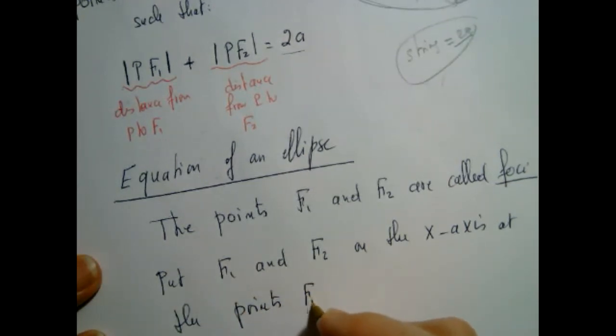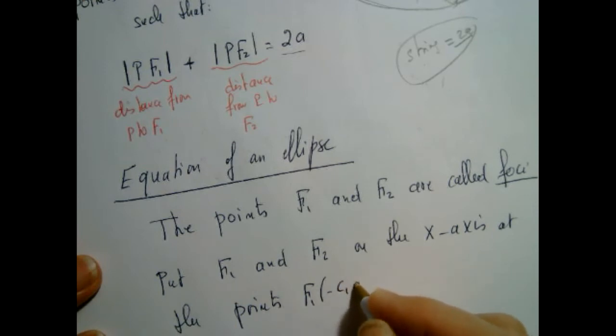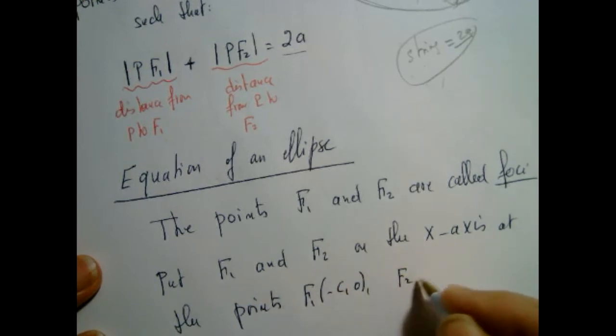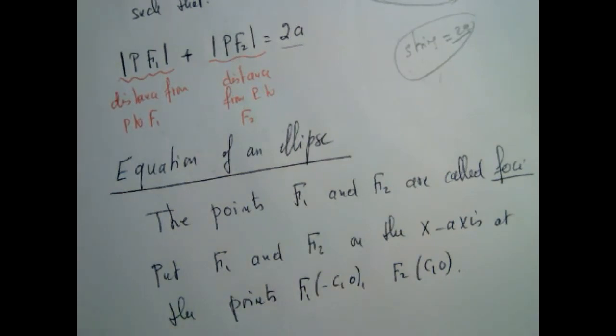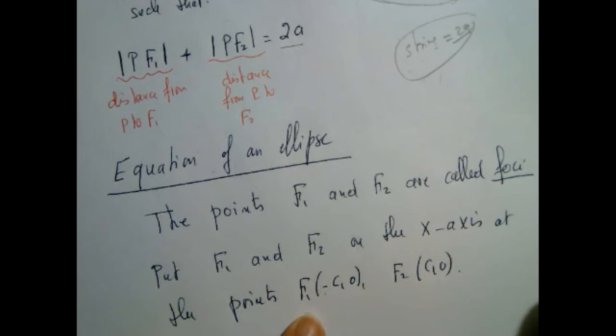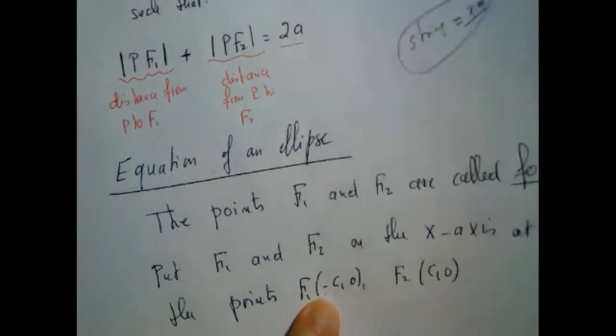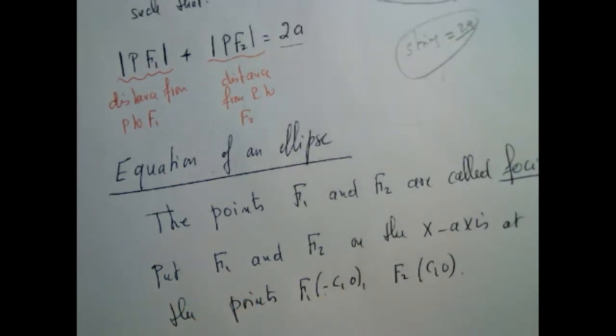So F1, I'm going to put at the point minus c, 0, and F2 at c, 0. To find the equation, we have to introduce x and y axes. So we're going to put F1 and F2, which we will call foci, on the x-axis at minus c and c. And now I'm going to derive the equation. It's going to be a little bit tedious, but I will do it because I think you should know that equations don't come from nowhere. The equation comes from somewhere.